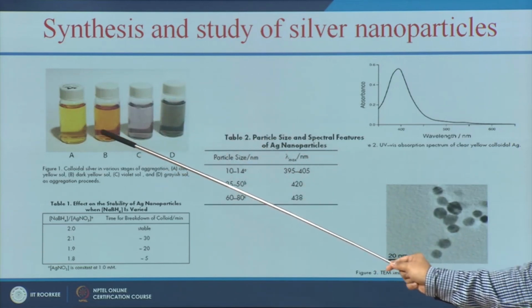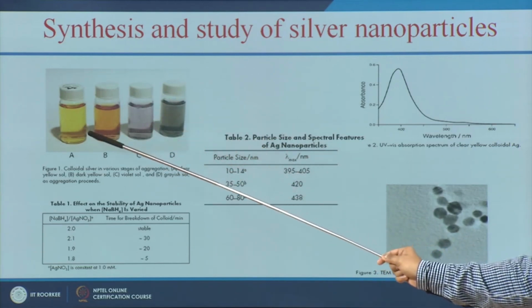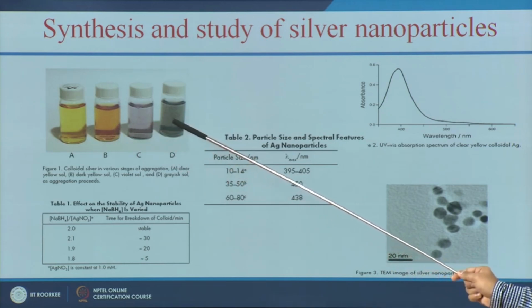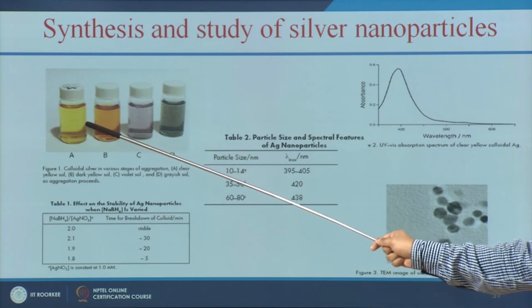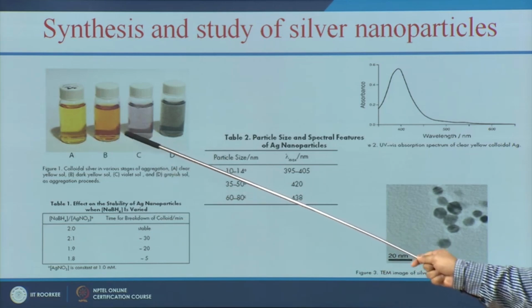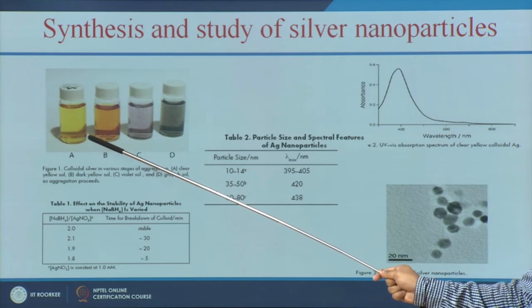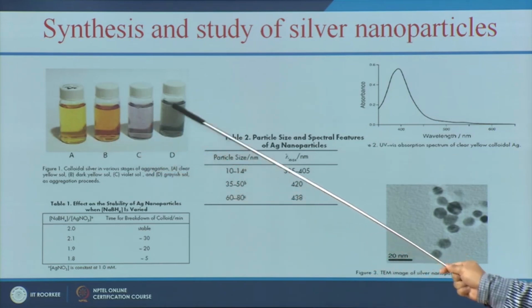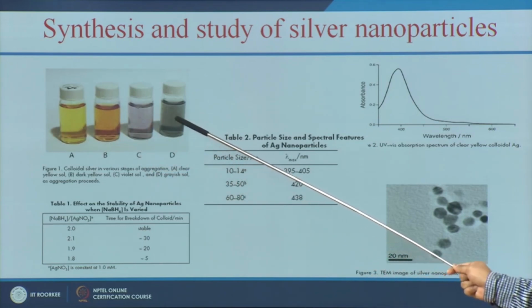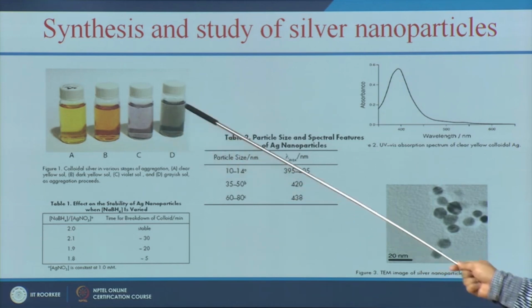You can see here these are silver nanoparticles, but they are of different sizes. Okay. So, you can see here the silver colloids. If we have a yellow color, pale yellow, that means we have very small size particles, and if we have this kind of color, that means the particles are aggregated, and it is not useful for further applications.